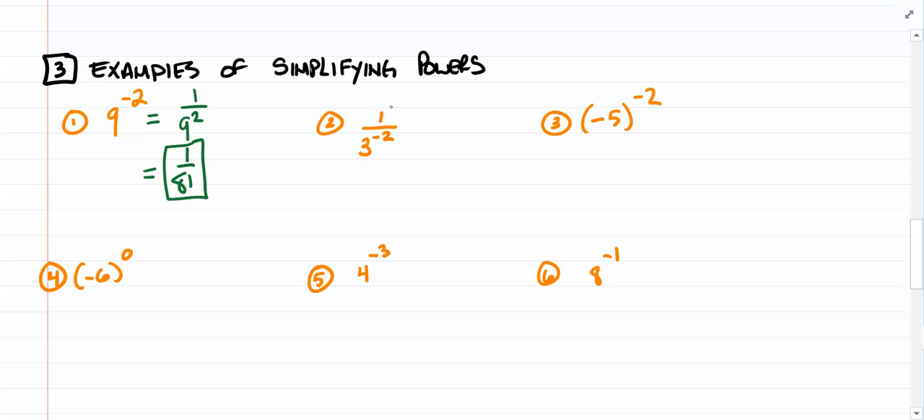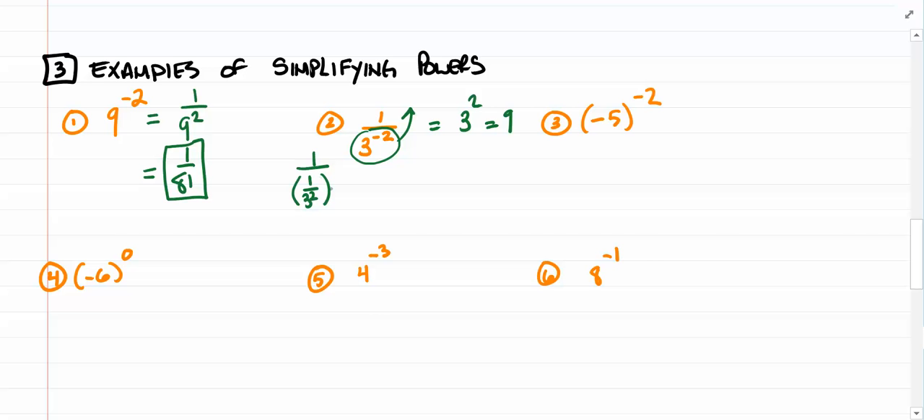Number 2 says 1 over 3 to the negative 2. Well, since I have a fraction already and my negative exponent is on the bottom, it basically just gets moved to the top. So this is going to be 3 to the power of 2, which gives me a value of 9. Now a lot of students don't see that right away, so let me give you an alternate method. I could write this as 1 divided by the fraction of 1 over 3 squared.